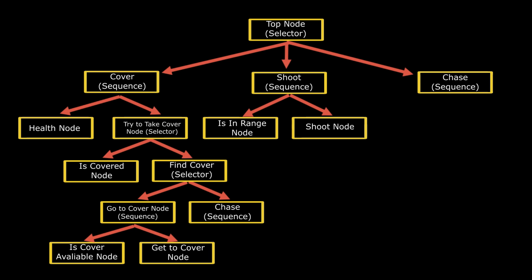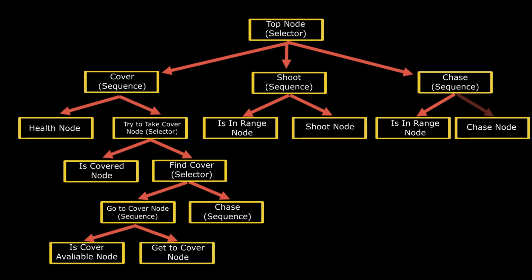The chase sequence node will behave similar to the should sequence, but the distance in the isInRange node will be different, and instead of shooting we will chase the player. Let's take a last look and let's start implementing our base class called Node.